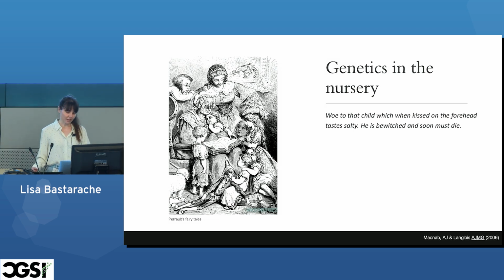There's also a lot of indication that people were talking about monogenic conditions in European folklore and fairy tales. There's an often quoted one in the CF literature, a European folklore saying, or sort of myth, it's actually not a myth, it's true. "Woe to the child which, when kissed on the forehead, tastes salty, he is bewitched and soon must die." Does anybody know what disease that's referring to, likely? Any Mendelian people here? It's cystic fibrosis.